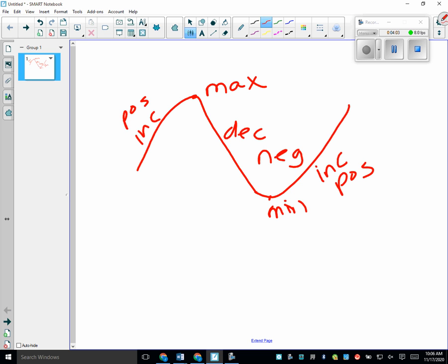So what do you think is going to happen on D? It'll be 1, won't it? Positive to negative. Okay. At x equals 1? Yep. Why? Because it goes from positive to negative.